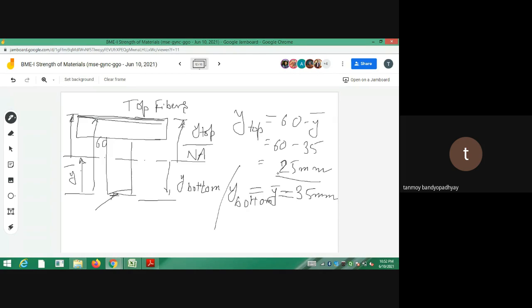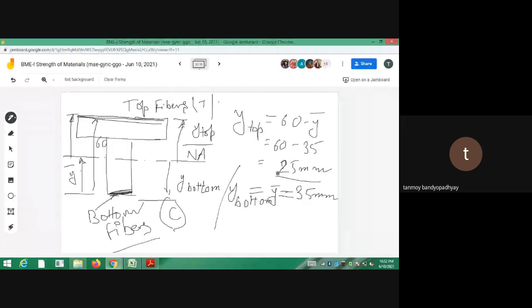These are the bottommost fibers, so any point lying here should be designed based on compression because they are under compression. They don't have to do anything with tension. So these are the topmost fibers which are in tension. These are the bottommost fibers based on compression.